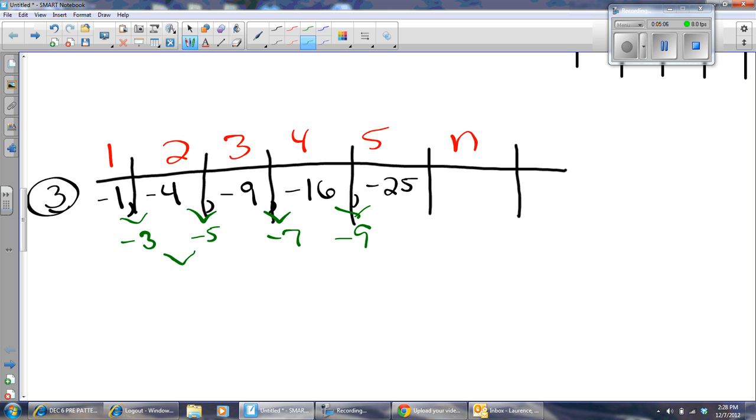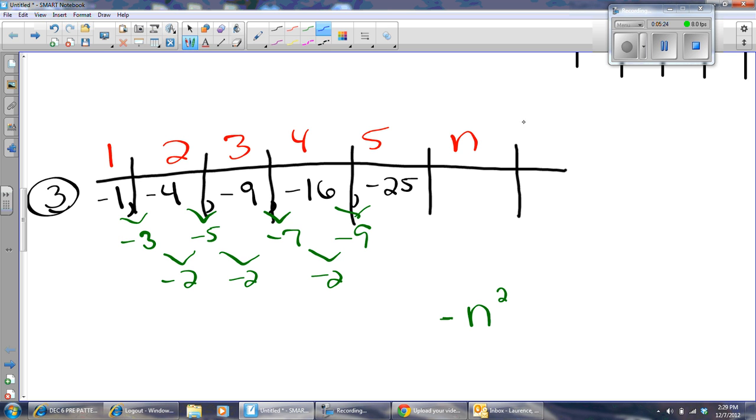So let me go down to the second level. I'm going to subtract 2, and then subtract 2 more, and then subtract 2. And I've got that 2 showing up again. Now this one's going to be a little bit different because of that negative. I'm still going to have an n squared, but I'm going to have a negative out front.